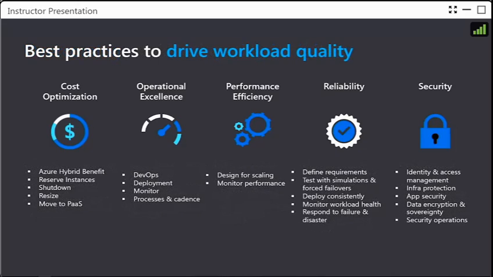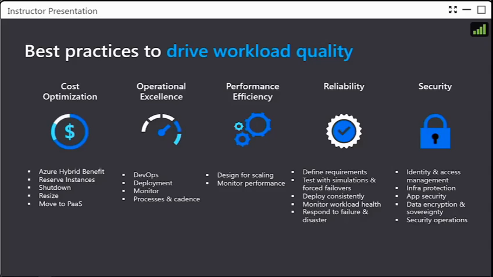Best practices to drive workload quality. Again, we look at these 5 pillars: cost optimization, operational excellence, performance efficiency, reliability, and security. You want to implement best practices to continuously drive quality improvements across your workloads. This is not something that takes place once. It's an ongoing process for continual improvement.